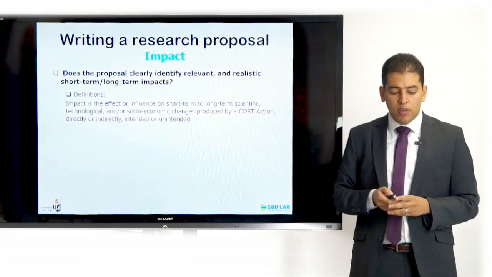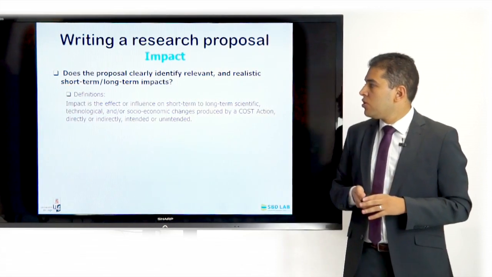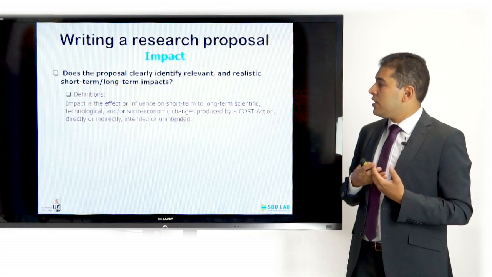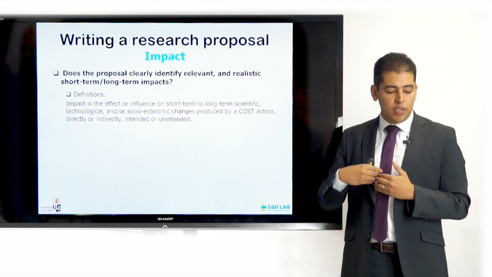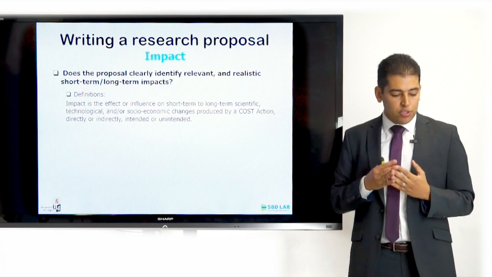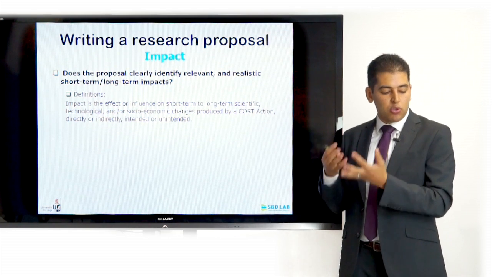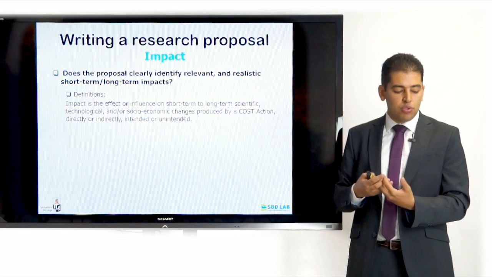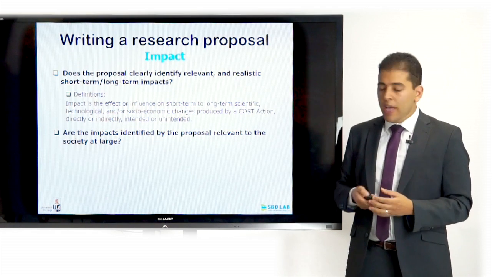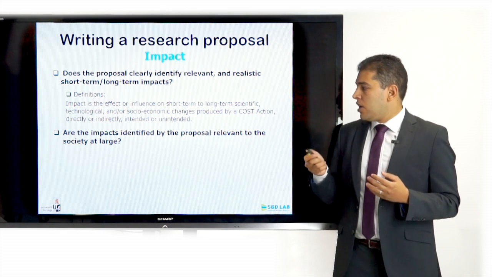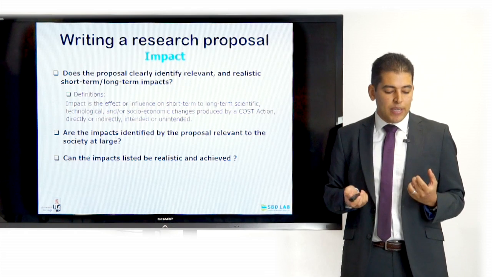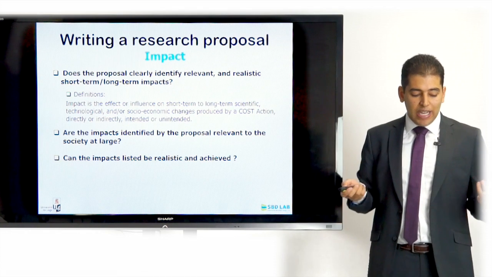And the impact and bibliography, first I will start with the impact. It's very important to identify, does the proposal clarify clearly how it is relevant and realistic on the short term and long term. By definition, impact is the effect or influence on short term to long term scientific, technological, or socio-economical changes produced by a research, directly or indirectly, intended or unintended. And you should ask yourself, are the impacts identified by the proposal relevant to the society at large? Can the impact be listed and realistically achieved?